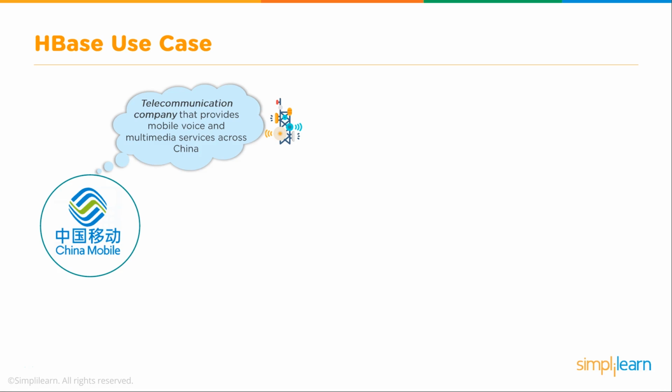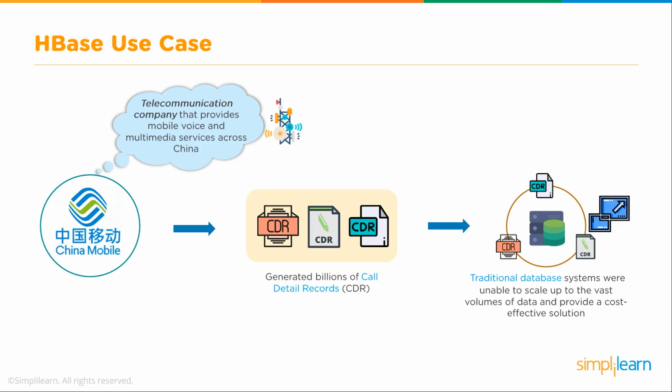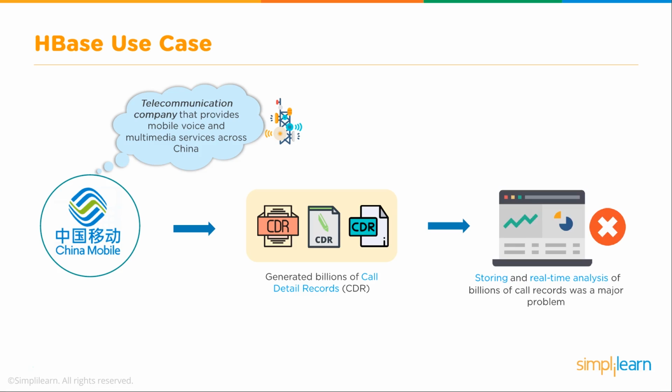A telecommunication company that provides mobile voice and multimedia services across China: China Mobile. China Mobile generates billions of call detail records, or CDRs. These CDRs record the calls, how long they are, and different aspects of the call, maybe the tower they're broadcast from. All of that is being recorded so they can track it. Traditional database systems were unable to scale up to the vast volumes of data and provide a cost-effective solution. No good. So storing and real-time analysis of billions of call records was a major problem for this company.